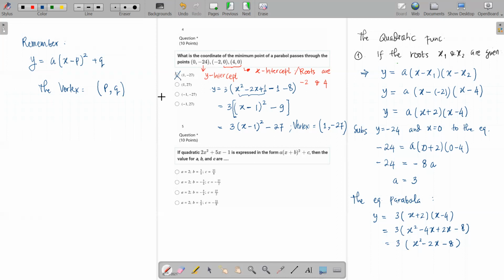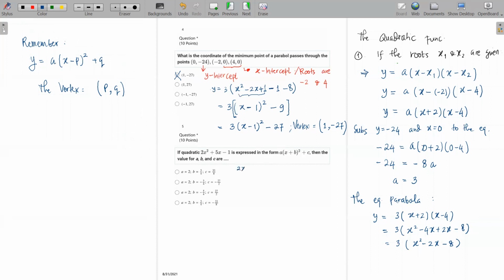Okay, let's now move on to question number 3. If the quadratic 2x squared plus 5x minus 1 is expressed in the form a(x plus b) squared plus c, then the values of a, b, and c are? Okay, so how can we solve this question? First, we are going to do the completing the square. So let me write this equation.